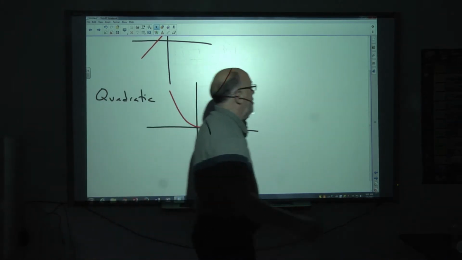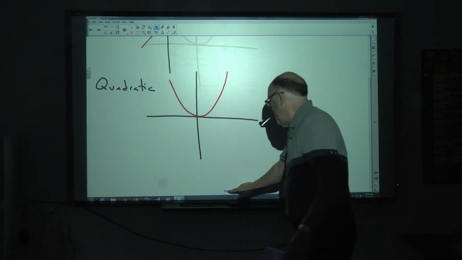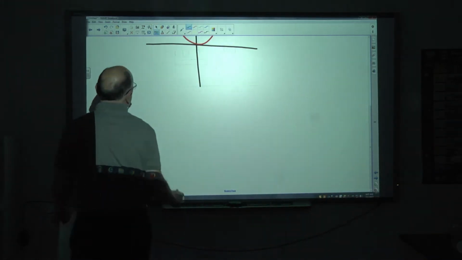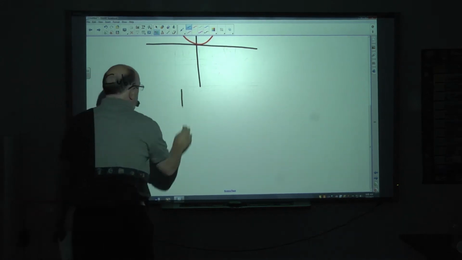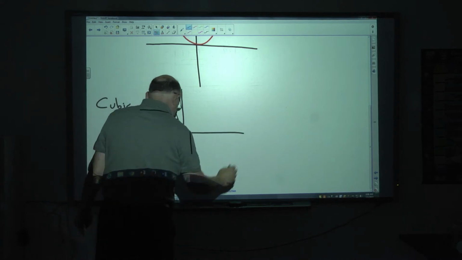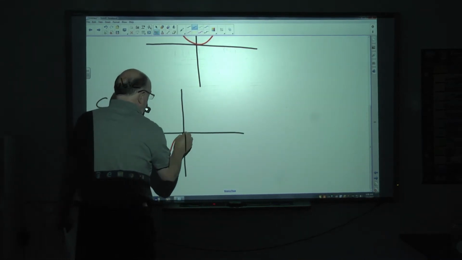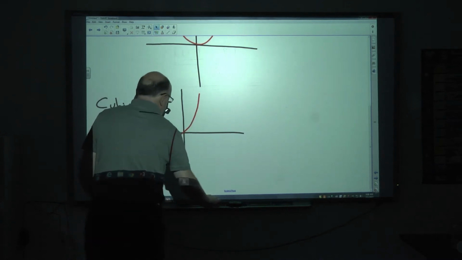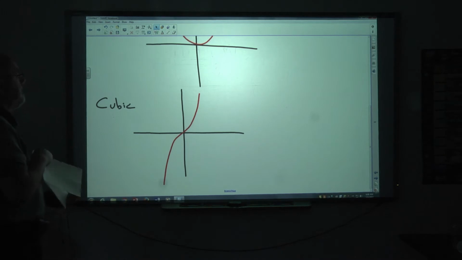And then the third common type we'll talk about here will be a cubic graph. And a cubic graph looks something like that. Right? So three basic types: linear, quadratic, and cubic.